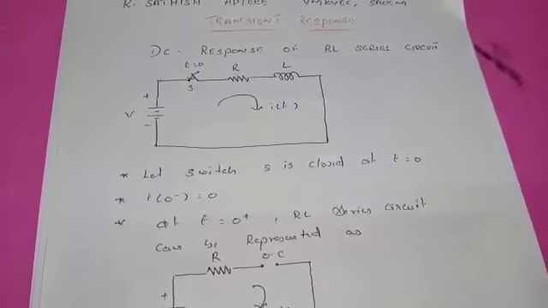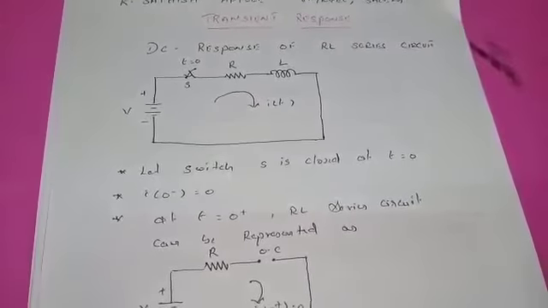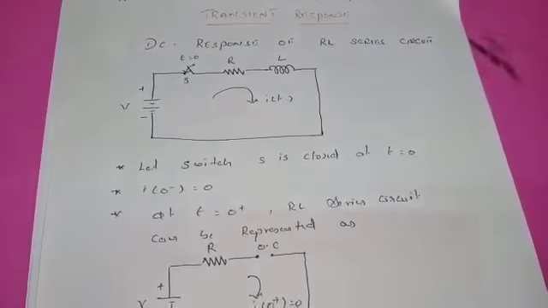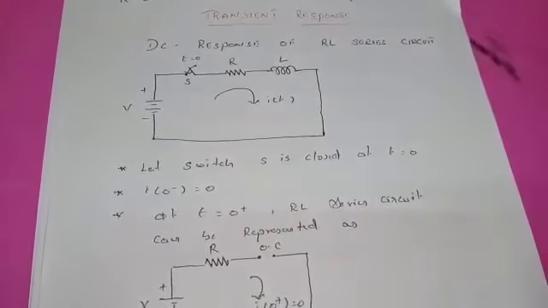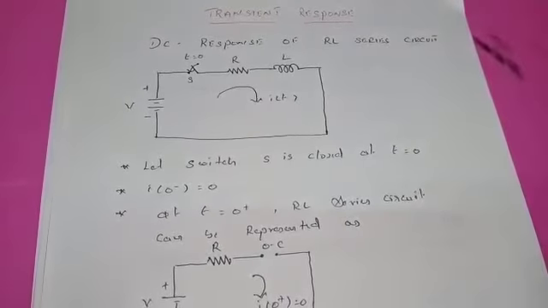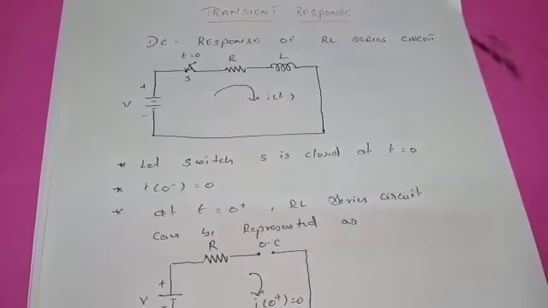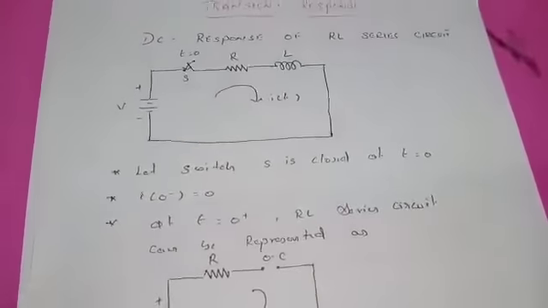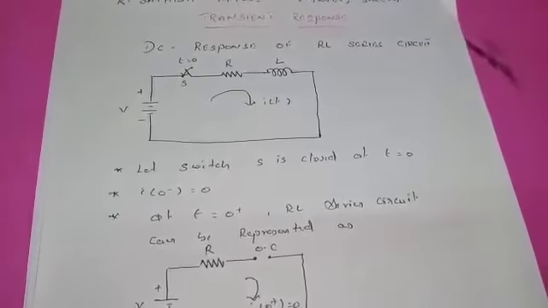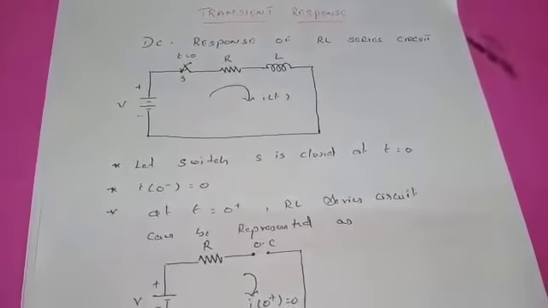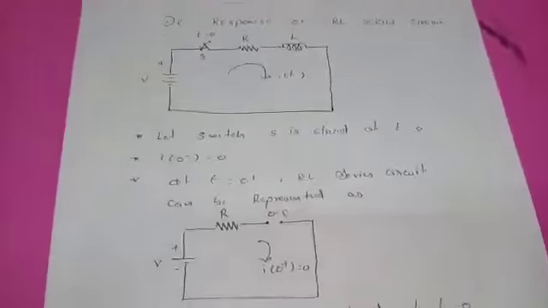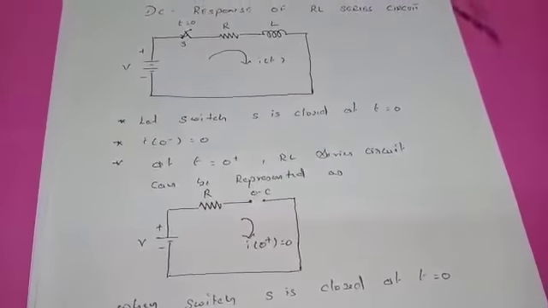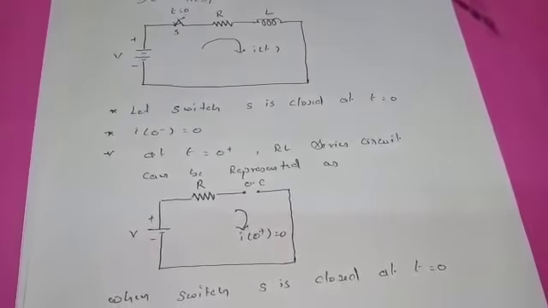So here, when the switch is open, the initial current in the inductor is taken as I of 0 minus, which is equal to 0, and when the switch is closed, the initial current in the inductor is taken as I of 0 plus, which is equal to 0. So in both conditions, the initial current in the inductor is taken as 0, and this is the equivalent circuit of the RL circuit when the switch is closed at time t is equal to 0.